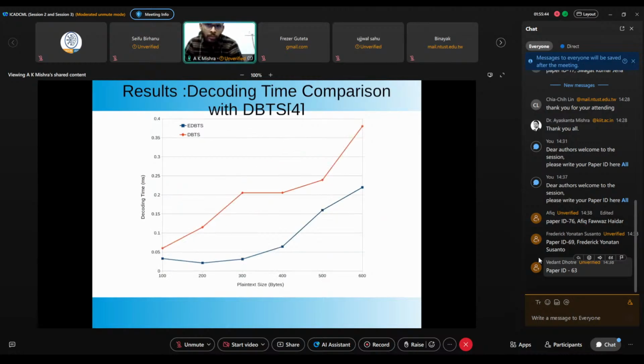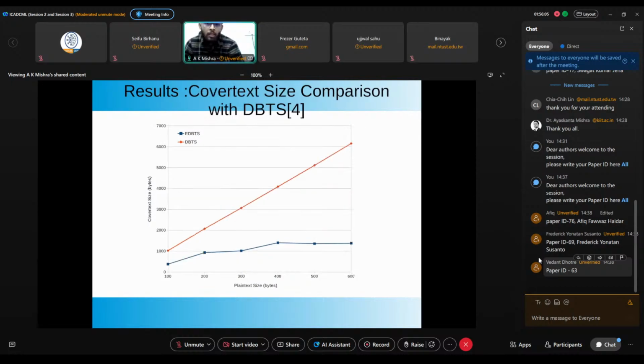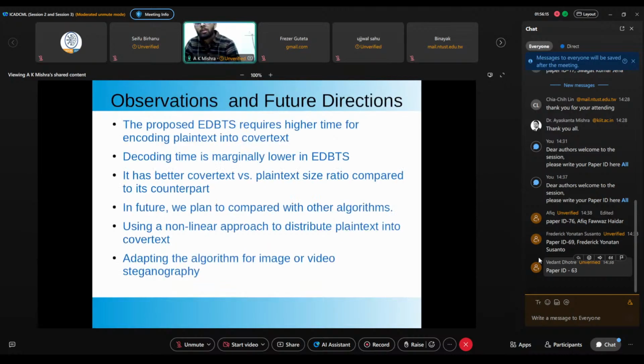And after that, we have this decoding time comparison with the base work, and here we can see that our decoding time is marginally less than the base work by DITL. It's because our cover text to plain text size ratio is smaller as compared to the base work, which we'll see in the next slide. Here it is the cover text to plain text size ratio, and ours is less than that of the base work.